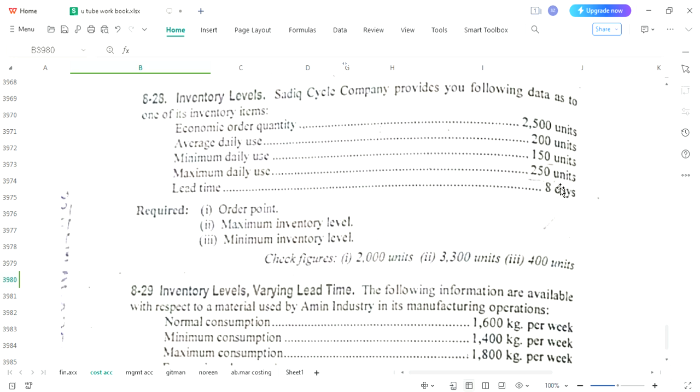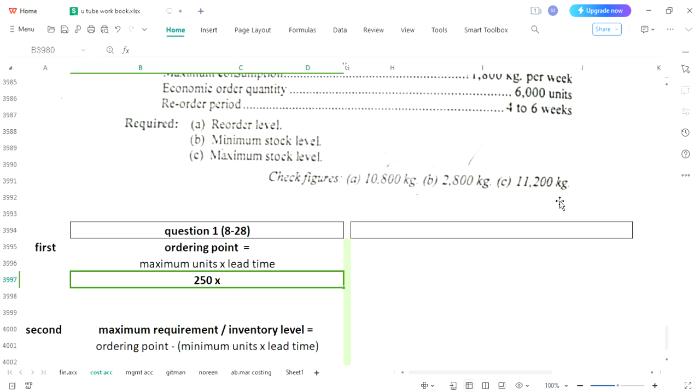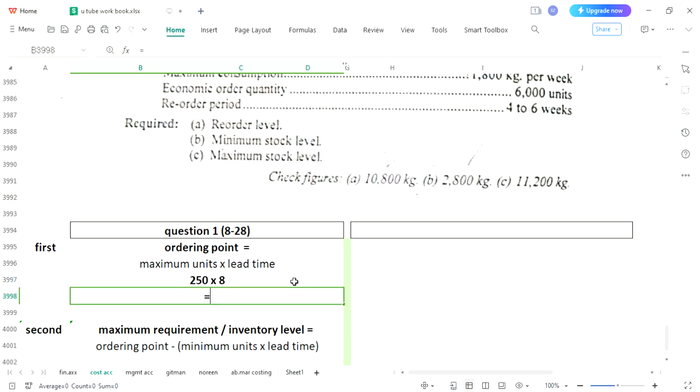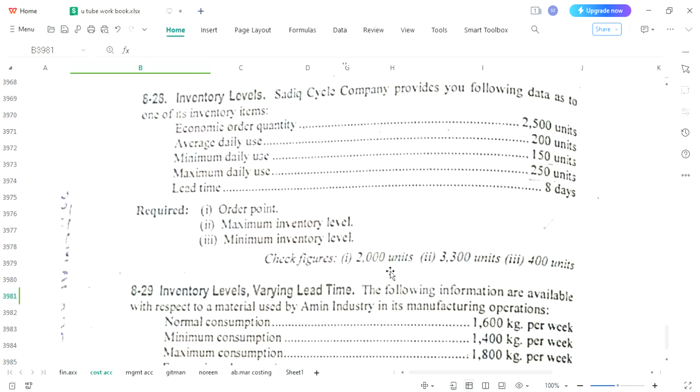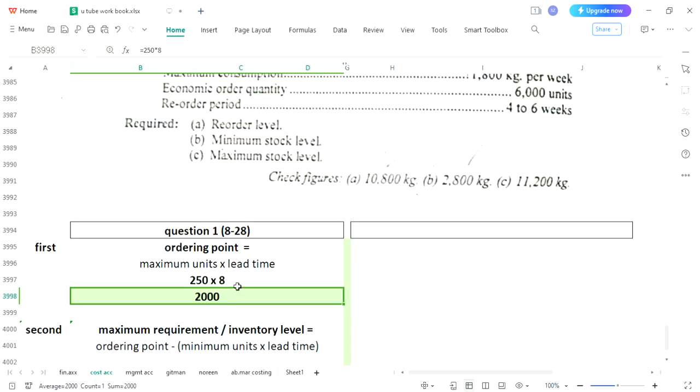The word daily is used for units, and days are used for time, so for this question we don't have to change anything. Everything is synchronized. Maximum daily use was 250 and lead time was 8 days. So you put lead time as 8 days. Now our statement is complete, and we can calculate 250 multiplied by 8. We get our answer, 2000. Let's mark it as completed. Go up and see, the answer for the first requirement is 2000, and our answer is also 2000. So the ordering point has been sorted out.